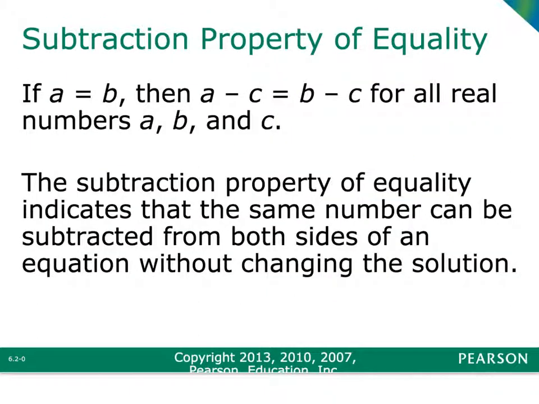Another property that you can use is similar to the addition, but it's a subtraction property. If you have two values that are equal to each other, then you are allowed to subtract the same value from each side of the equation, and that will still allow the two equations to be equal to each other.